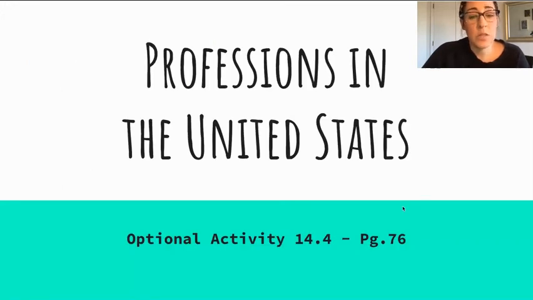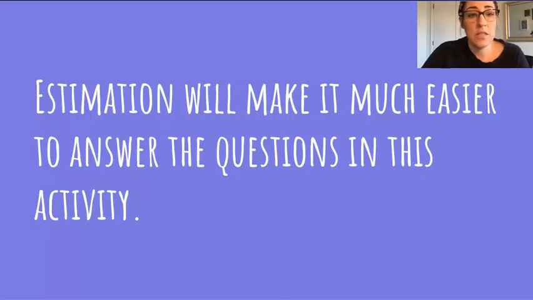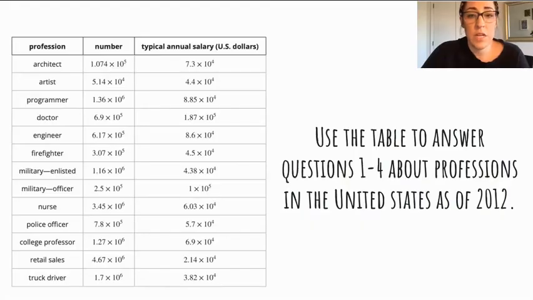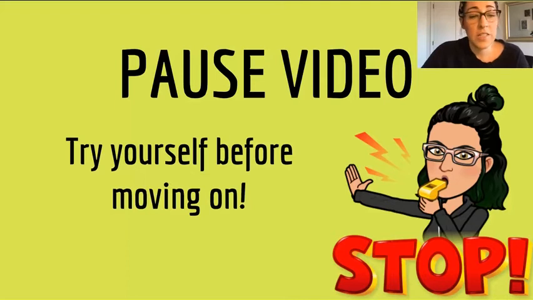Okay, so this last one, we're looking at professions in the United States. Estimation will make it much easier to answer the questions in this activity. You're given another table. You have a profession, a number, and then a typical annual salary. You're going to use this table to answer questions 1 to 4 about the professions in the United States as of 2012. Pause here, try it on your own, and then we'll come back together.